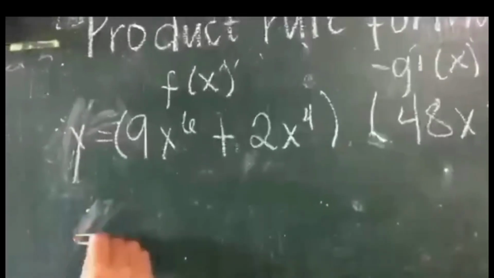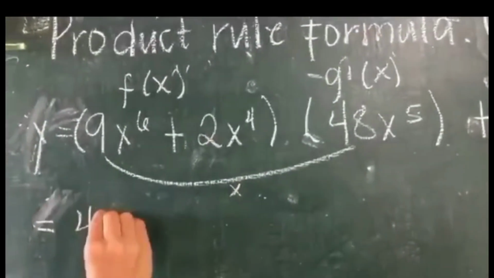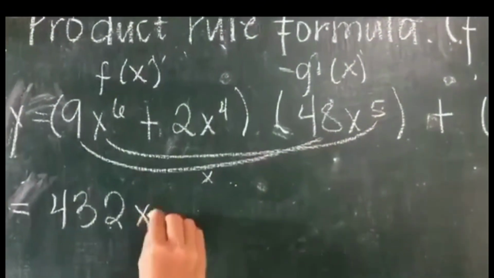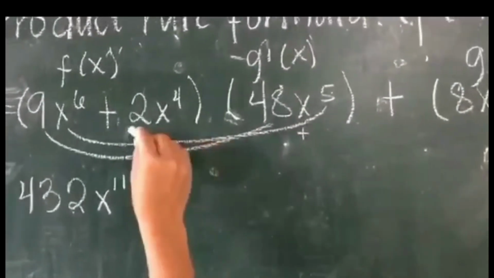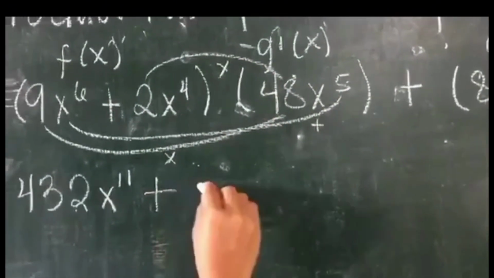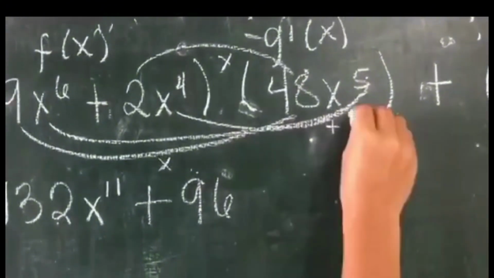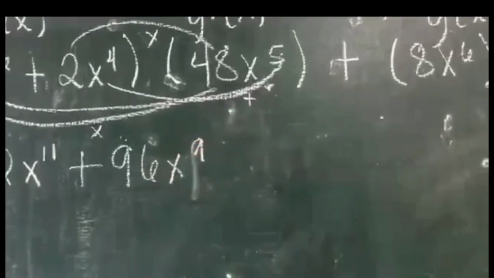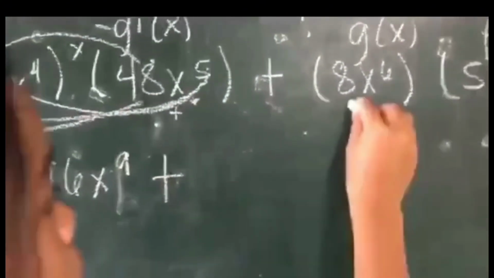Now, all you have to do is apply the distributive property. 9x times 48x is 432x, and add the exponents 6 and 5, that is 11. 2x times 48x is 96x, and add the exponents 4 and 5, the result is 9. Then continue the process with the other value, g of x times f prime of x.